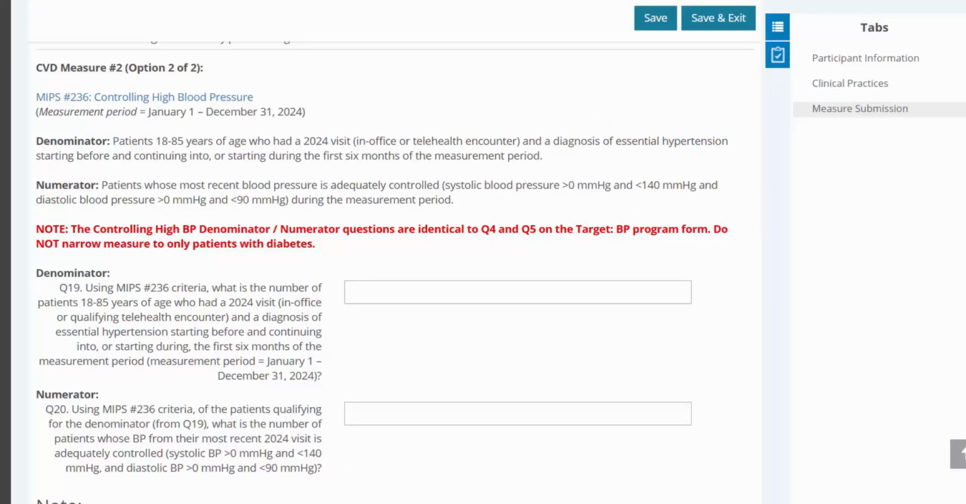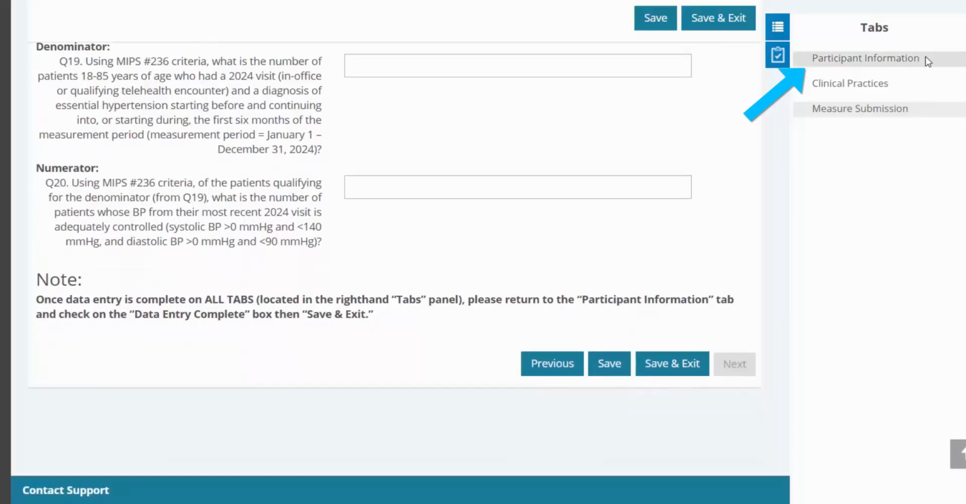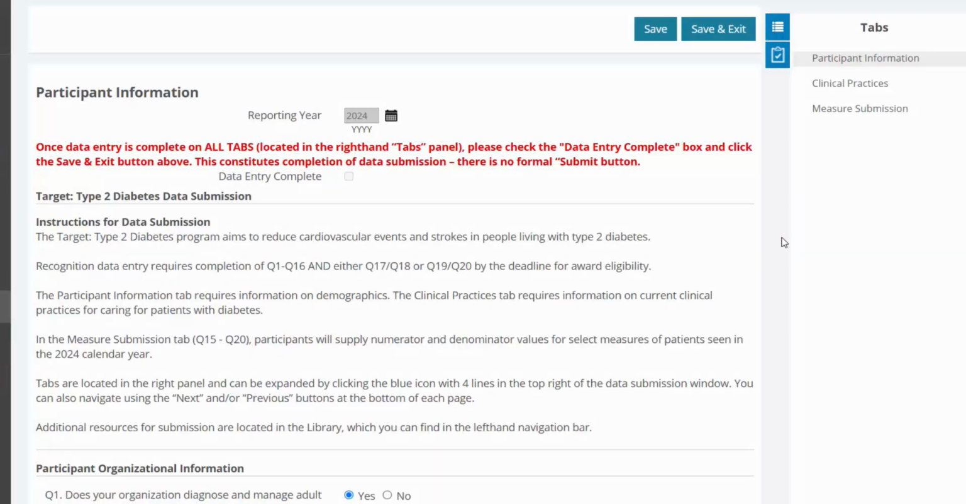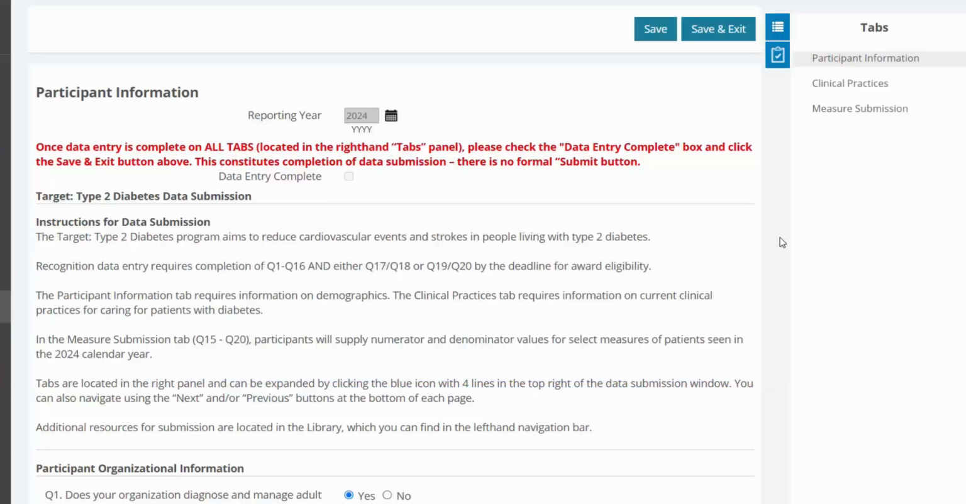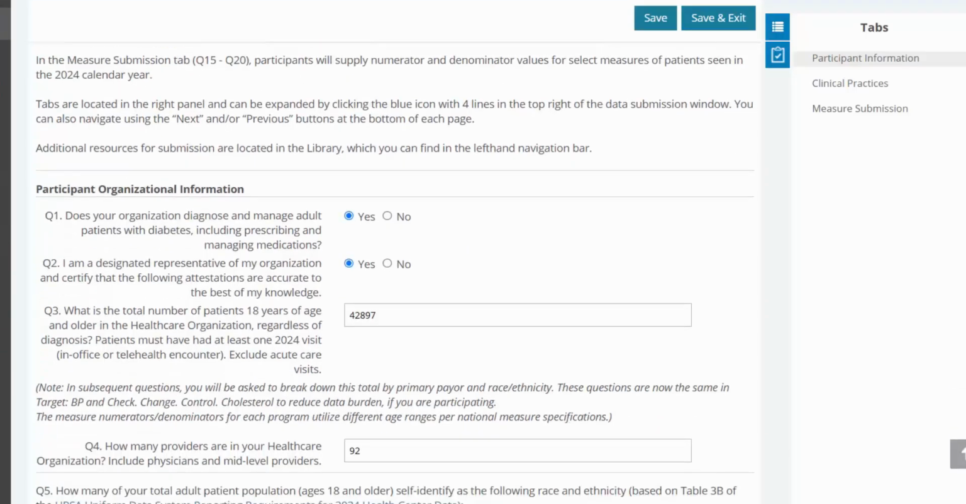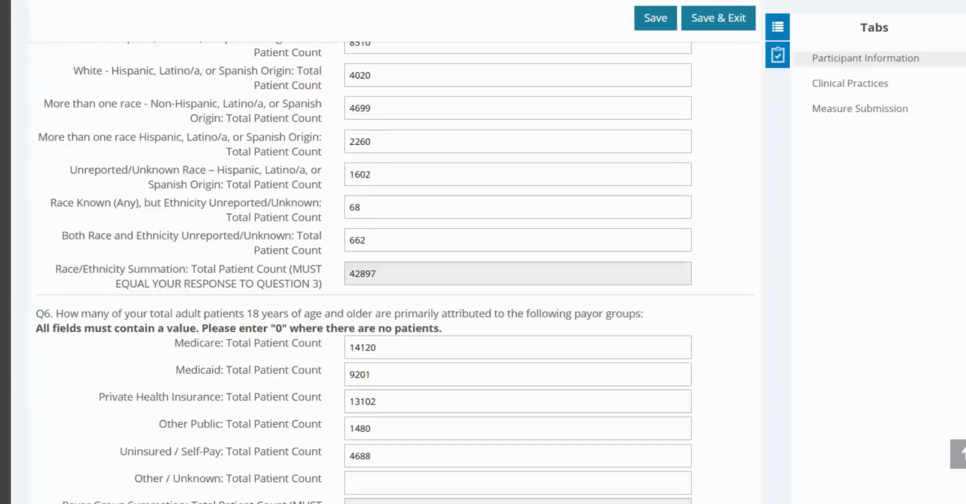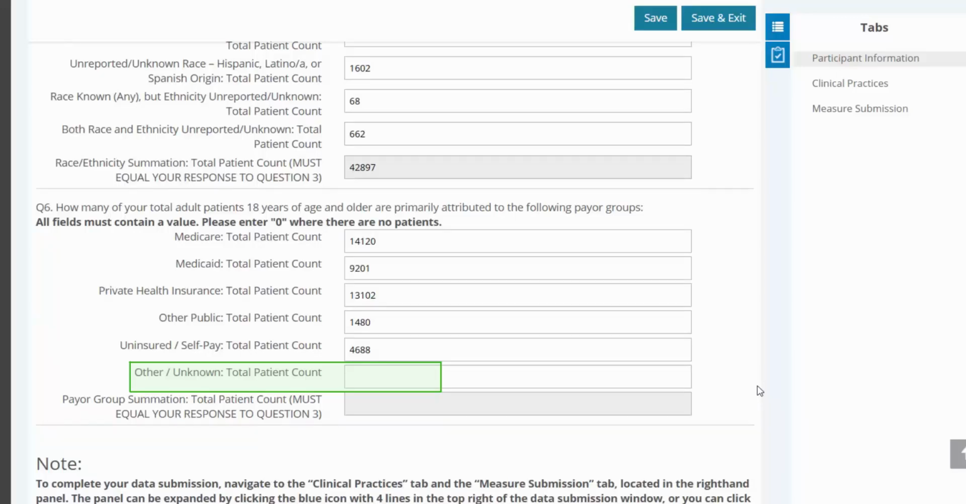Once all fields have been completed, return to the Participant Information tab. The last step in our submission process is to check the Data Entry Complete box. An important note: if this checkbox cannot be populated, it means your data is incomplete and you may not be eligible for recognition. Please review both tabs and ensure no fields are left unanswered before exiting. I am unable to check the box. Scrolling through my questions, I can see that it is because I left the other unknown patient count for question 6 blank.